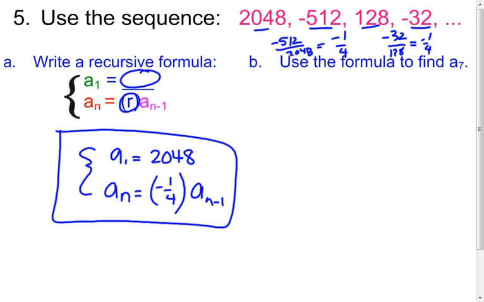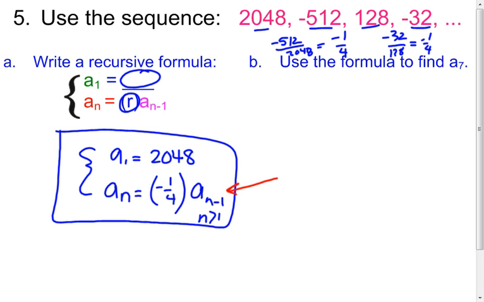Okay, then, in the next part, I want to use that formula to find the 7th term. Okay, so I'm using this piece of that right now. And by the way, I should also say down here that n has to be greater than 1 because you can't have negative term numbers. Okay, so here we go.